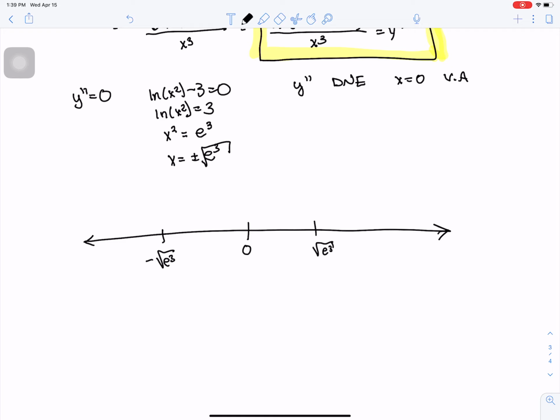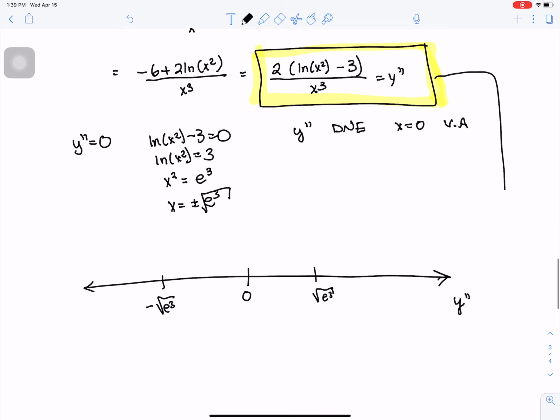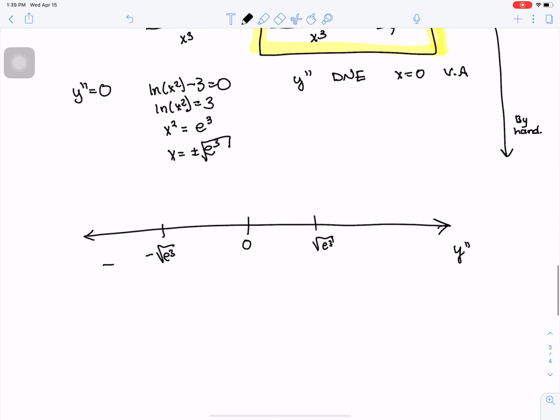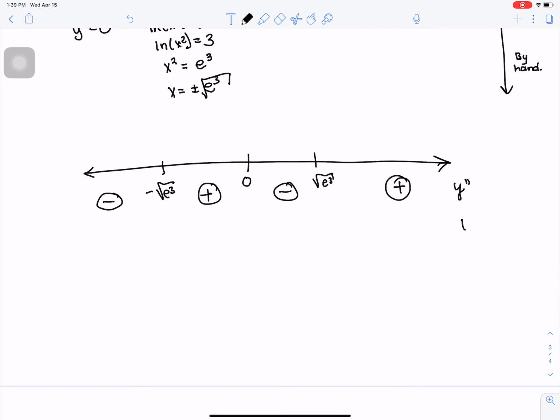And we're going to test the signs in my second derivative. So be very careful that you can evaluate this by hand. Use a calculator if you need, but try to evaluate it by hand. What you should get when you work out the signs is negative, positive, negative, positive. So what does this tell me about the original function? Concave down, concave up, concave down, concave up.